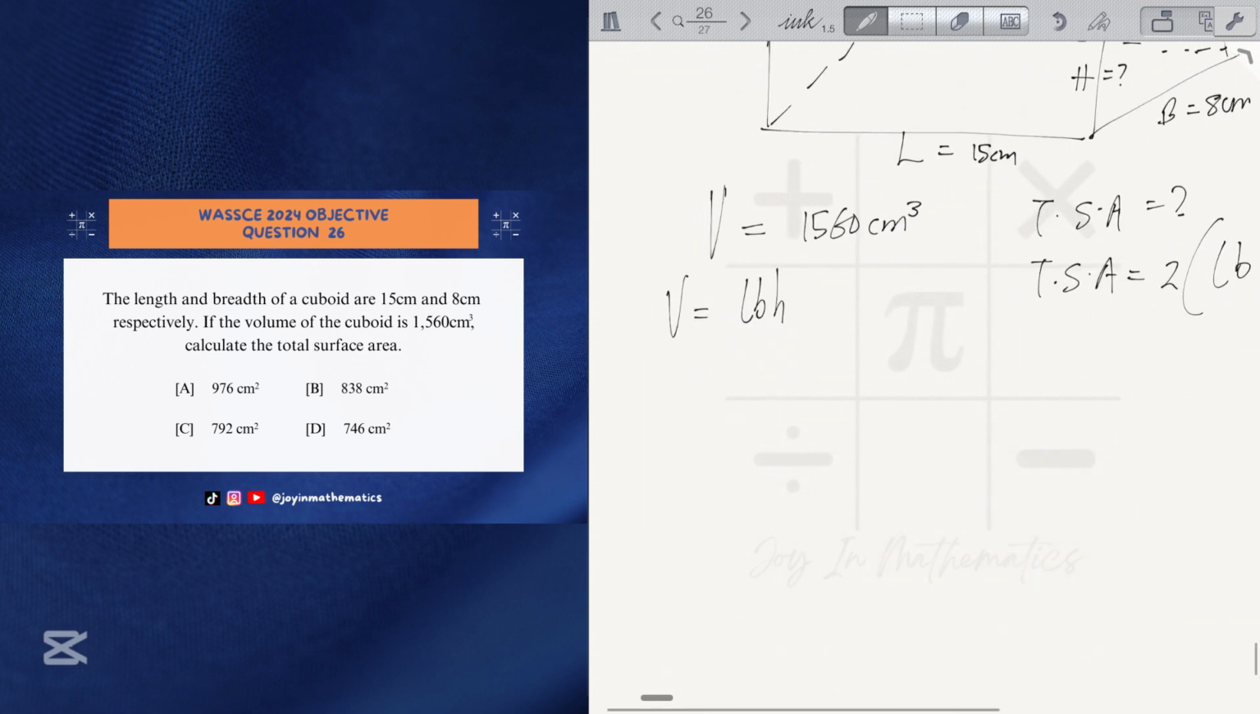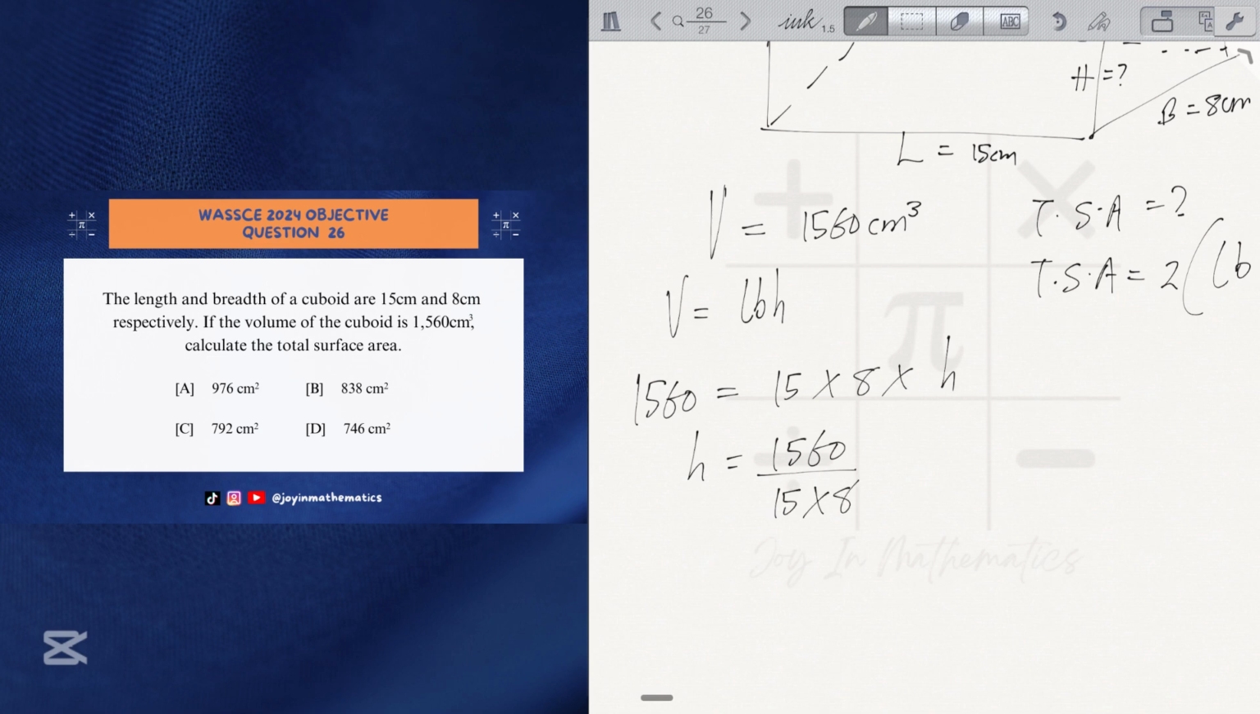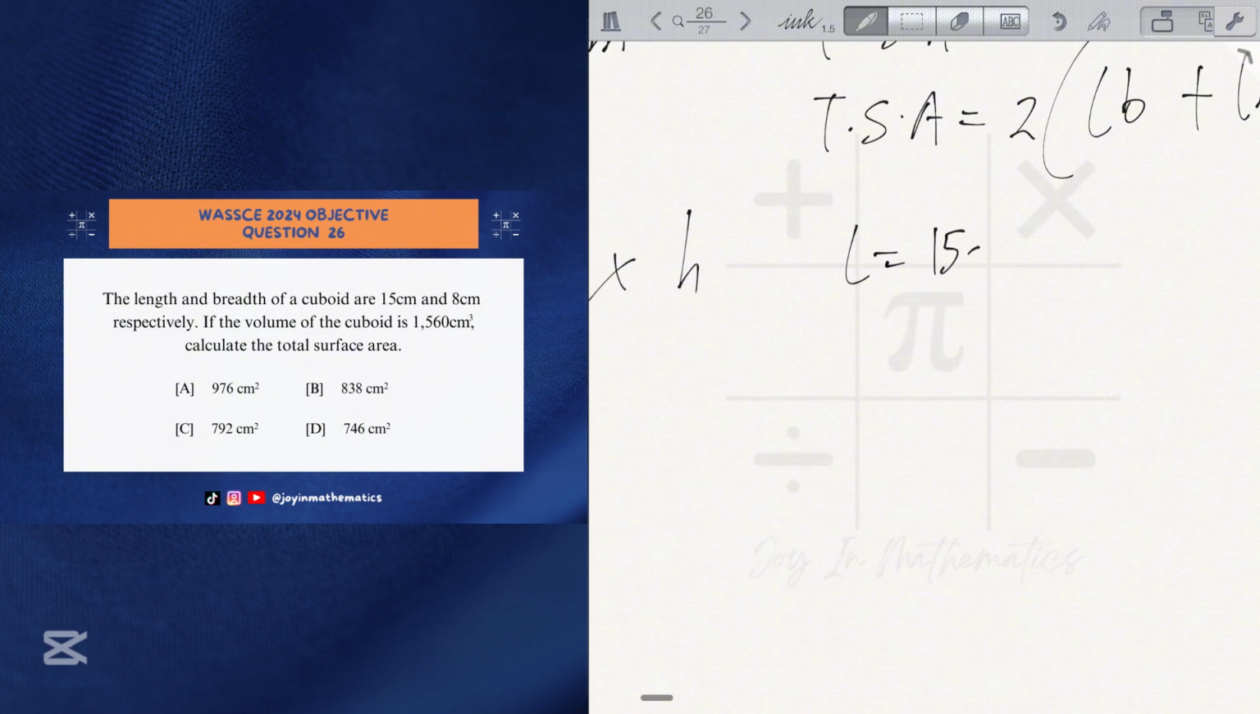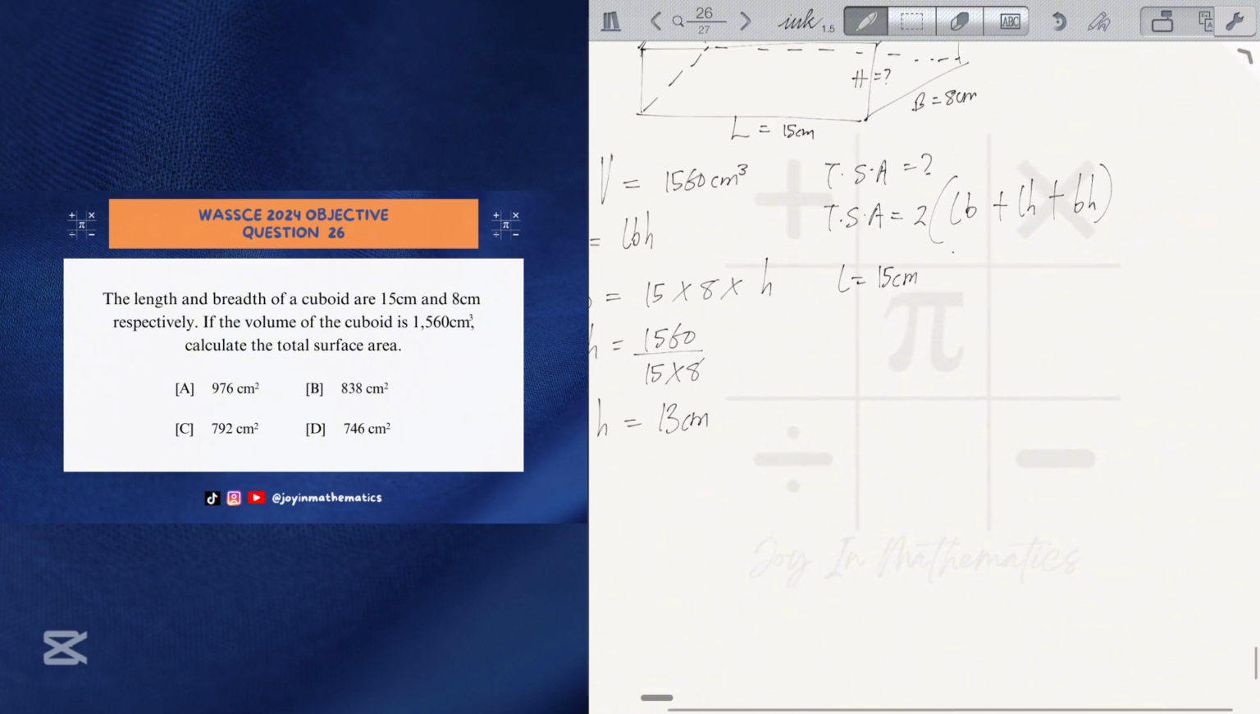So let's move on. The volume here is 1560, the length is 15 centimeters, the breadth is 8 centimeters, and we are looking for the height. So therefore we are saying the height is 1560 divided by 15 multiplied by 8. So this means the height using our calculator is equal to 13 centimeters. Now that we have the length to be 15 centimeters, the breadth to be 8 centimeters and the height to be 13 centimeters, we can easily evaluate the total surface area.